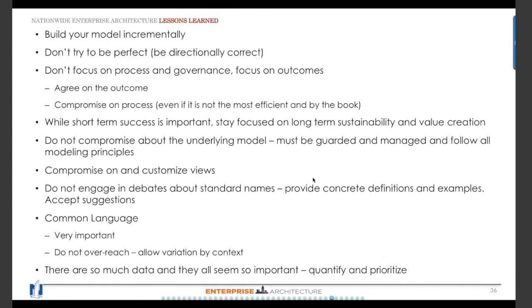And again, last but not least, there's so much data, and it all seems so important. So the goal is to quantify and prioritize, and be practical. You have to really fight the battle with the army that you have. So a lot of times we say, we wish we had this data, but it's just not there. The question is, is there an alternative to the data set that you have that will help you answer the same question?